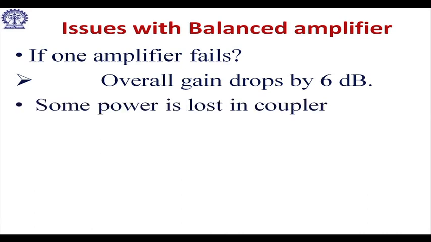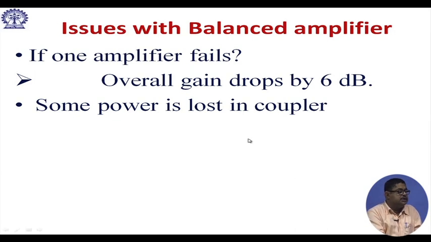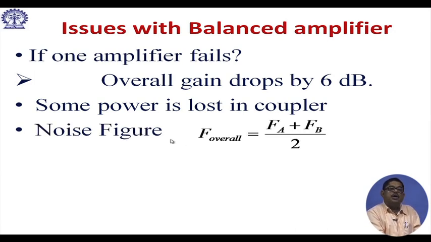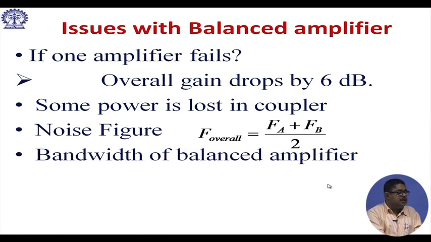Some power also we are losing in couplers, because we are putting passive devices. We know coupler has some loss. So, some power is lost in coupler. Also noise figure of the overall thing will be Fa plus Fb by 2. So, noise figure also will change if the noise performance of the 2 transistors are never similar. So, there will be some noise increase also.